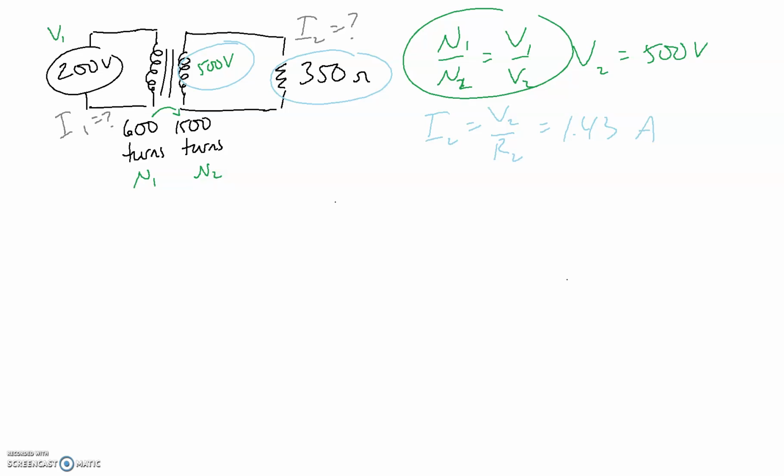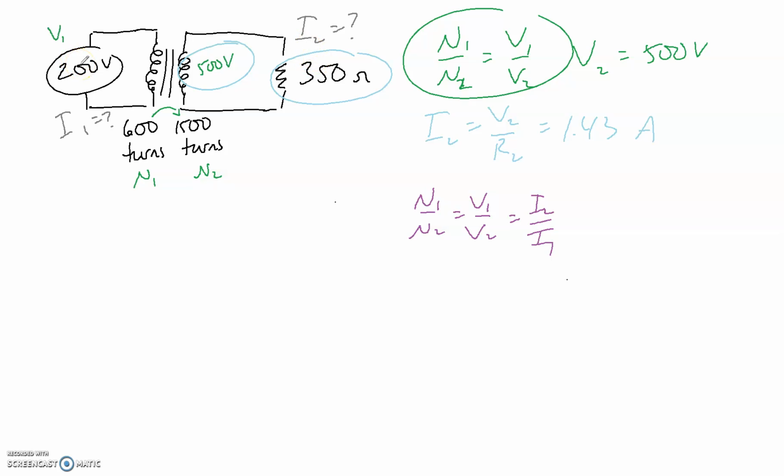And you can set the ratios again. It doesn't make any difference, but if you set the ratios, you could do N1 over N2 is equal to V1 over V2 is equal to I2 over I1. You calculate the power on the first side and the second side, they have to be equal. There's lots of different ways you can go about it. It doesn't make any difference how you set this thing up. You could have done the I times the V. You could have done the 1.43 times the 500 to get the power on the second side. That would also be the power on the first side.